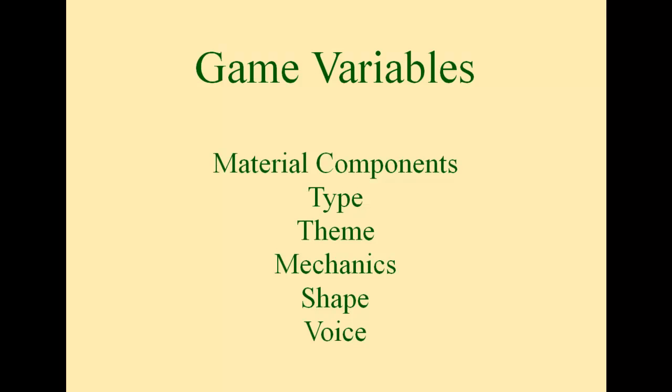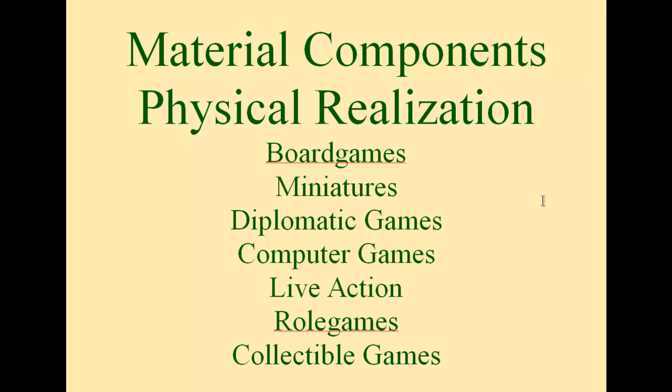A major part of the course is to introduce a typology of types of games. Actually, typology oversimplifies it because there are a whole series of different classes of variables that we have to talk about: material components, types of games, themes, mechanics, shape, voice. The first and the final two categories are fairly novel in my course. You won't find them discussed a great deal anywhere else. A first class of variables is described by the material components, the physical realization of the game. You have board games, miniatures played with toy soldiers, diplomatic games, computer games, live-action games, role games, collectible games, and several additional categories.